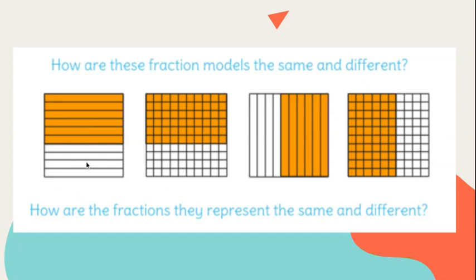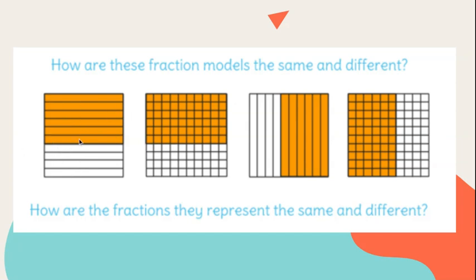Let's take a look at this one. Okay, so the fraction that would represent this one. So first, we're going to look at the whole picture. Okay, how many parts does this have? Like how many whole parts does this have? 1, 2, 3, 4, 5, 6, 7, 8, 9, 10. Okay, so we know our denominator is going to be 10.